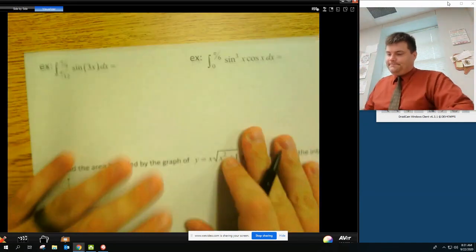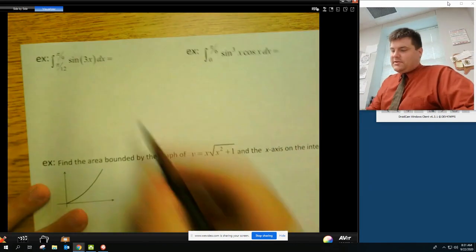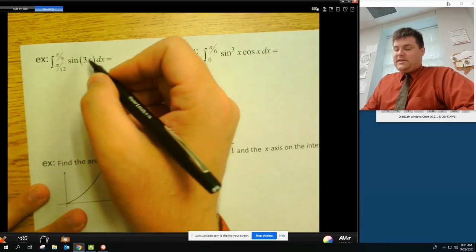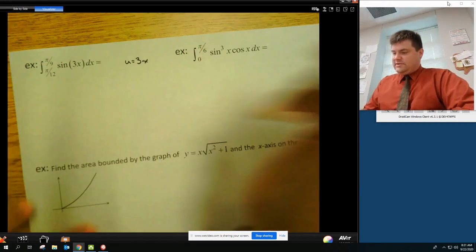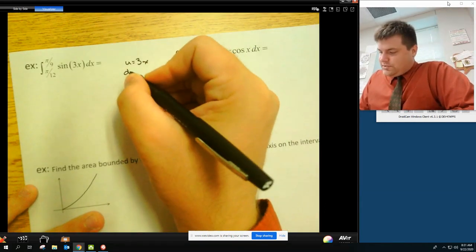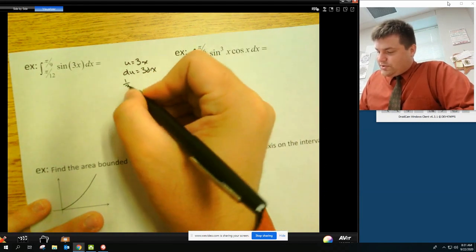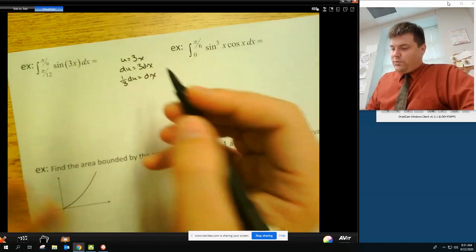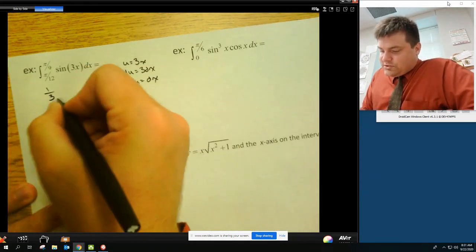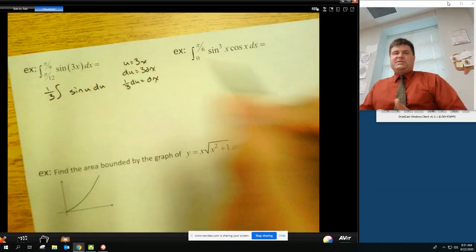All right, let's get triggy with it. Let's get some trig problems in here. So this is a baby u-sub because I don't have to cancel out any other function. So I'm going to let u equal 3x. So du is equal to 3 dx. So 1/3 du is equal to dx. So dx is going to change into that 1/3. So 1/3 sine of u du, which is an easy antiderivative.